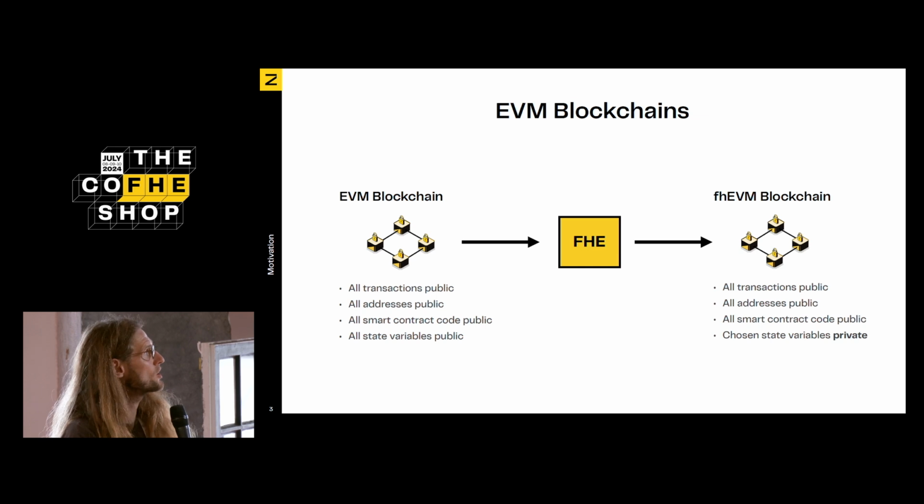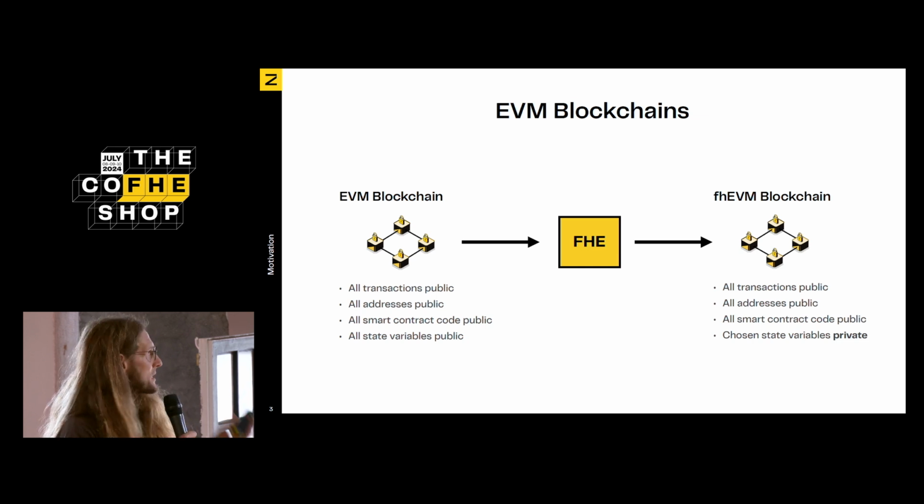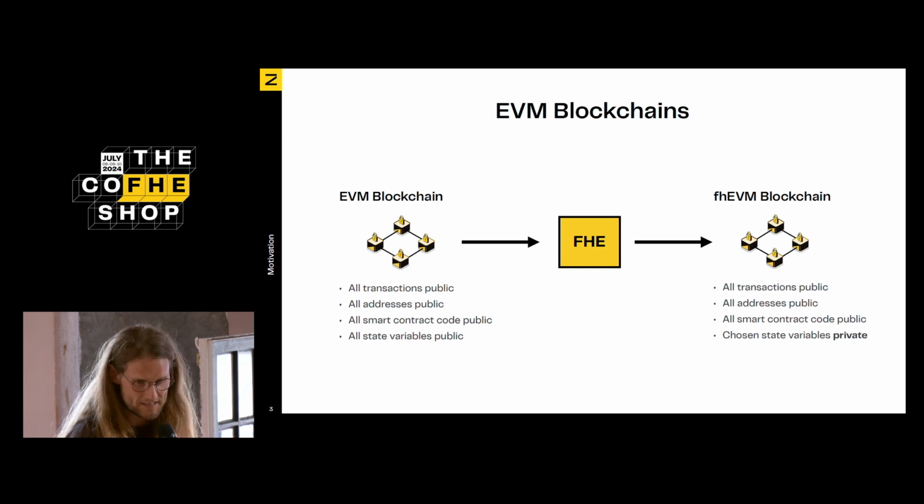Okay. So we've been hard at work at Zama on adding fully homomorphic encryption to EVM blockchains, right? On a normal EVM blockchain like Ethereum, for example, basically everything is public: all transactions, all addresses, smart contract code, and in particular state variables. By adding FHE to the mix, we get what we call an fhEVM blockchain, where we still have all transactions public, all addresses public, smart contract code public, but where you can choose state variables to be private. And this is the setting we're in.